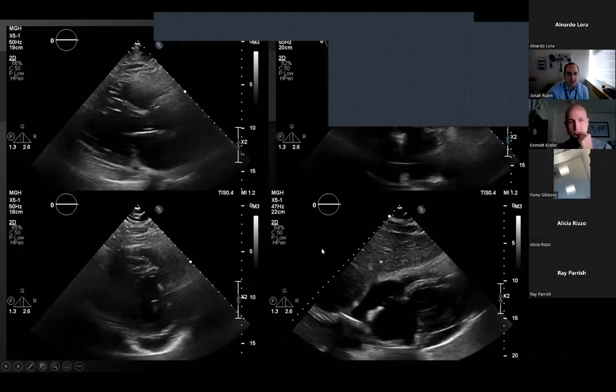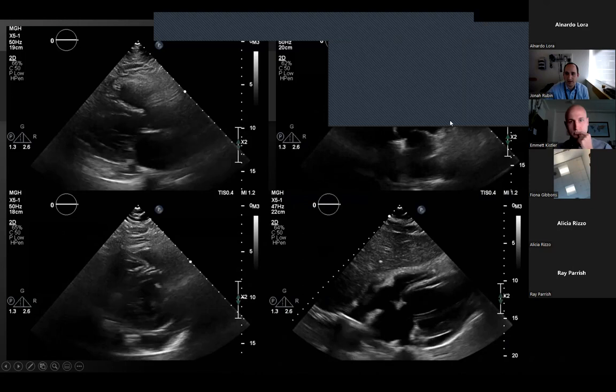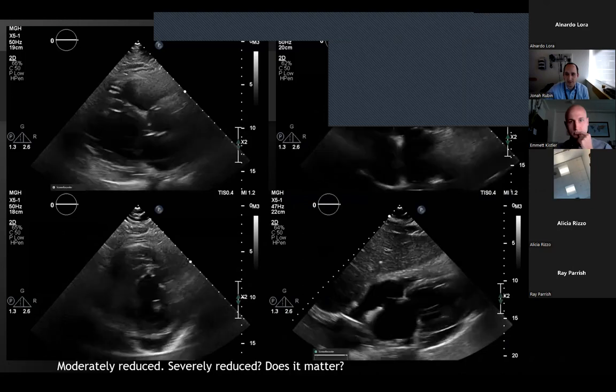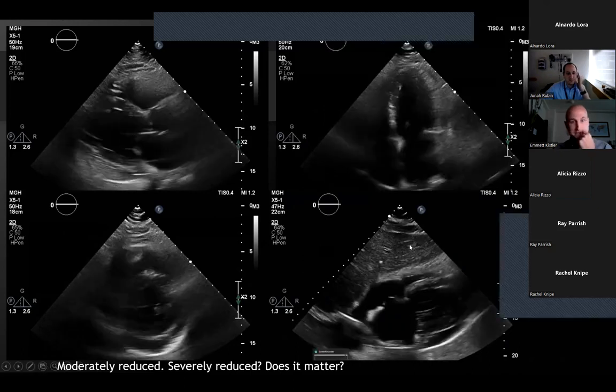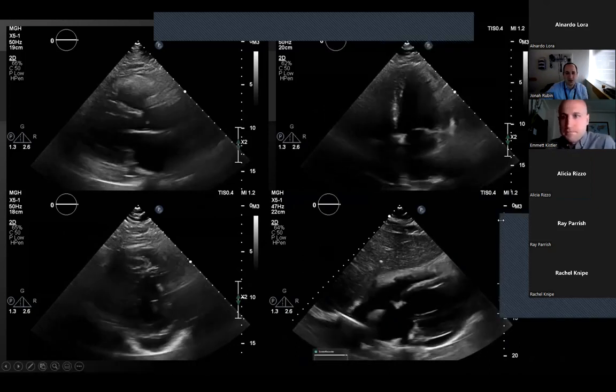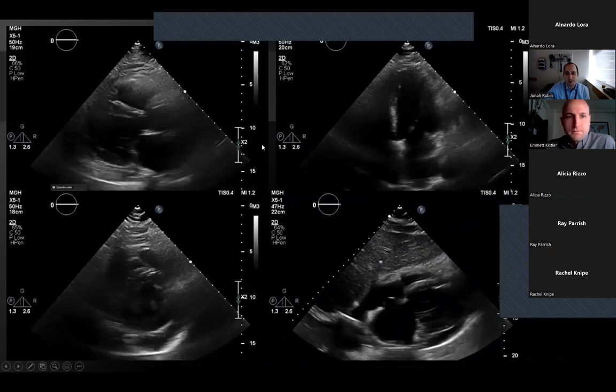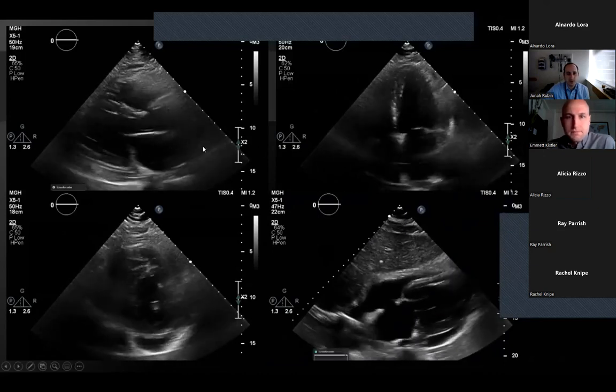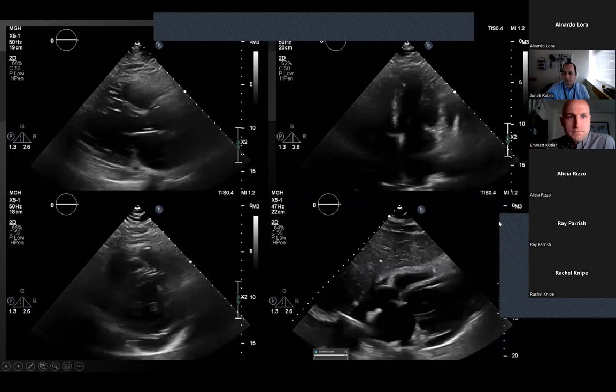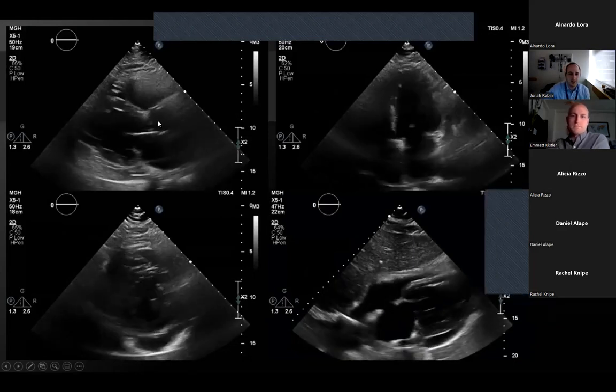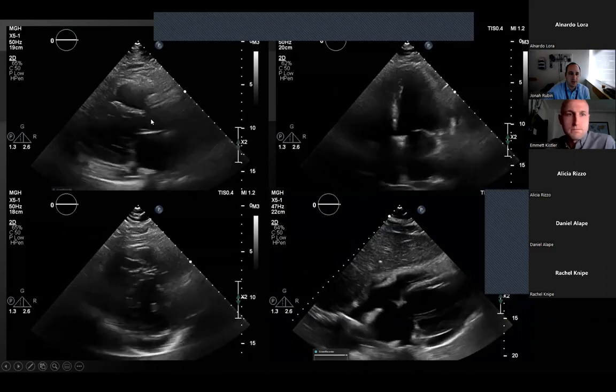So case number one, any brave fellows willing to speak about what you see? Oh, I already gave the answer at the bottom there. I shouldn't have. But that's not really the point. What view do we have here? Parasternal long axis. Yeah, partial long axis. Thanks, Danielle. And what do you think? What are you seeing? What are you looking at?